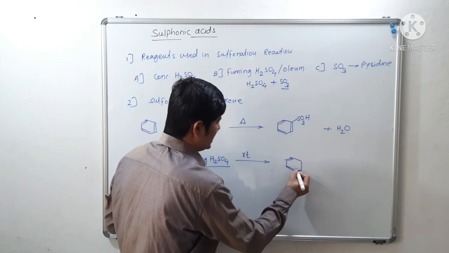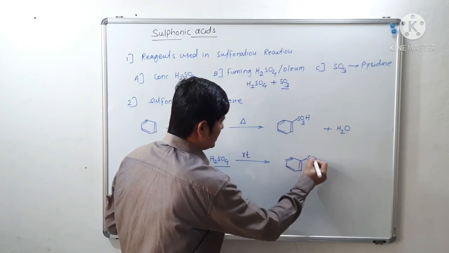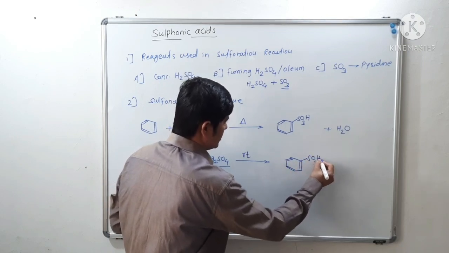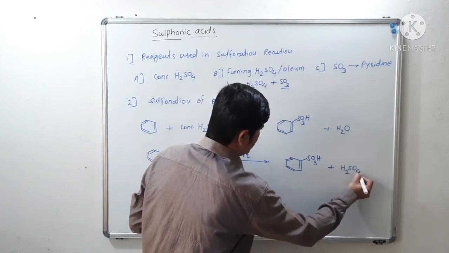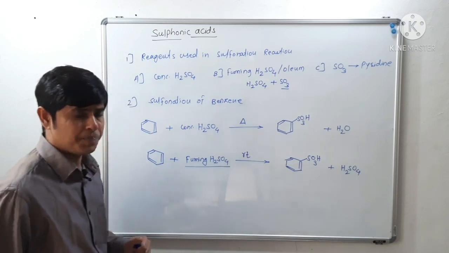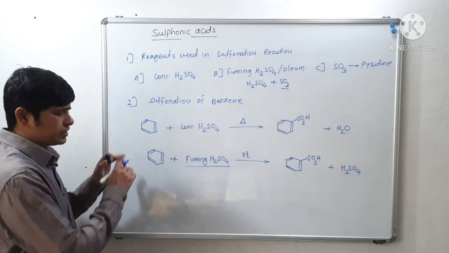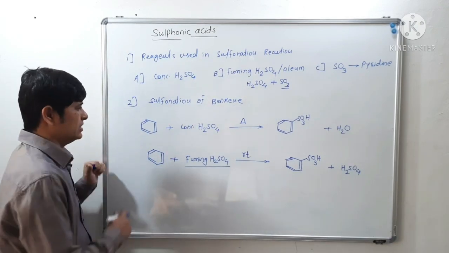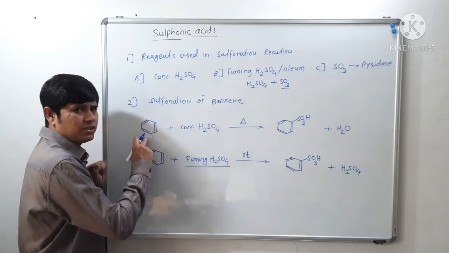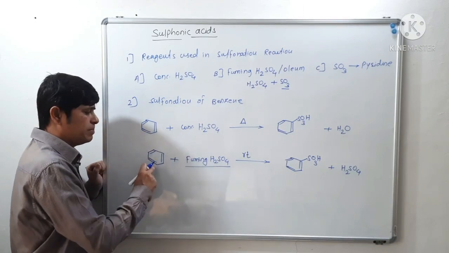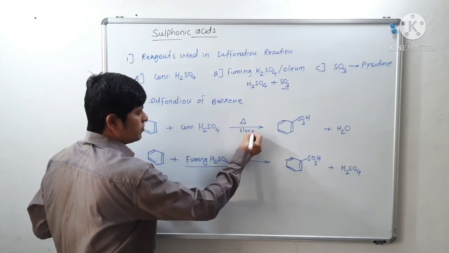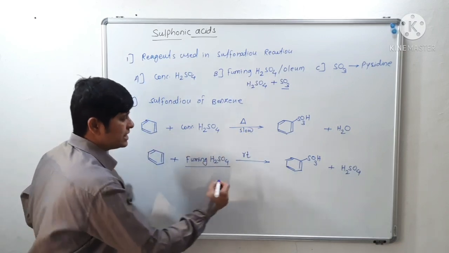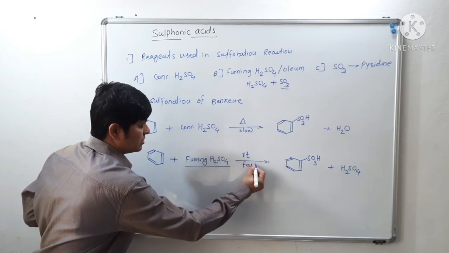So what will we get here? Here also we will get benzene sulfonic acid, but the byproduct will be different. Here the byproduct will be sulfuric acid. Now suppose we look at the kinetics of the reaction of benzene with sulfuric acid and the reaction of benzene with fuming sulfuric acid. This reaction is quite slow, while this reaction is very fast.